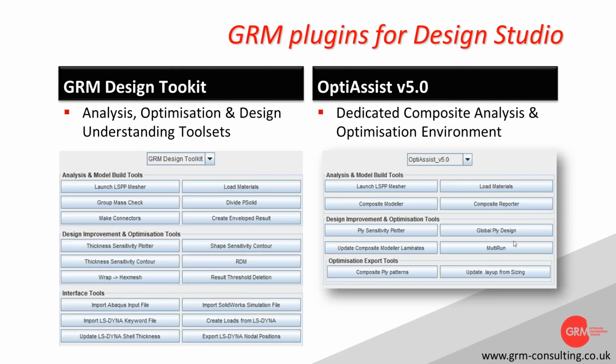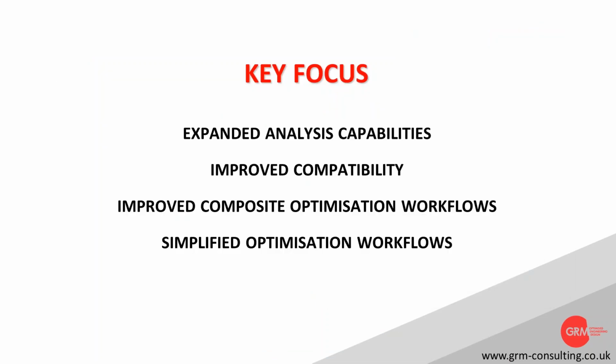Okay, that's the quick intro all done. Now we'll get into the details of Genesis 17. There's a few key areas of focus on Genesis 17. First of all, we've expanded some of the analysis capabilities, as you'll see, and we'll go through those. We've looked to improve some of the compatibility with other Nastran type solvers, so those being Nastran, OptiStruct, the codes that are established in the marketplace alongside Genesis.